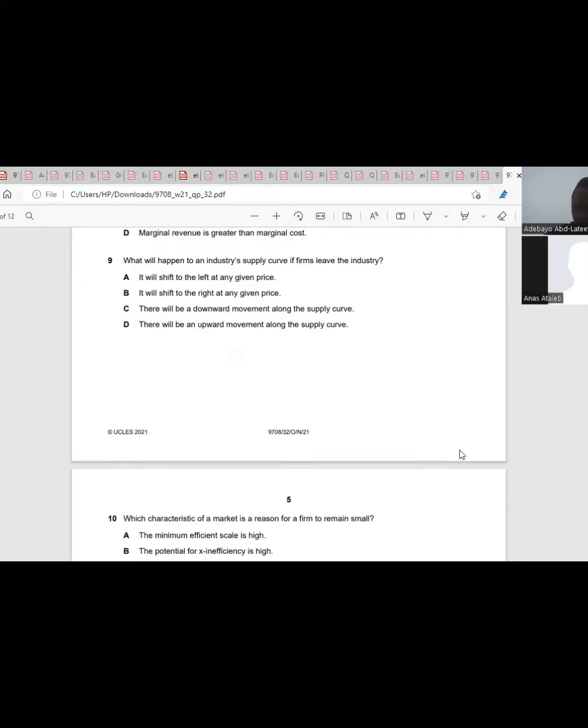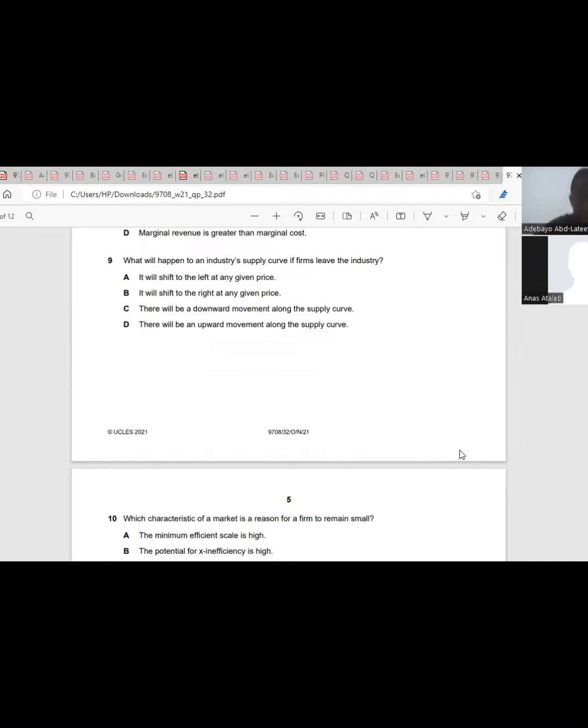Question 9. What will happen to an industry supply curve if firms leave the industry? If firms leave the industry, output will fall, yes or no? Yes. So when output falls, what happens? The supply curve will shift leftward. I think yes. So what's the answer? There will be an important movement.